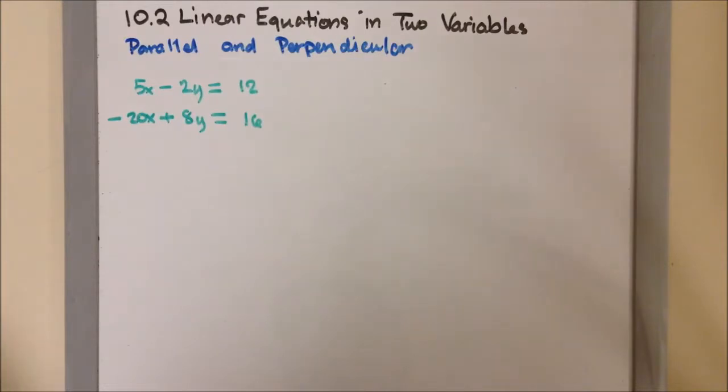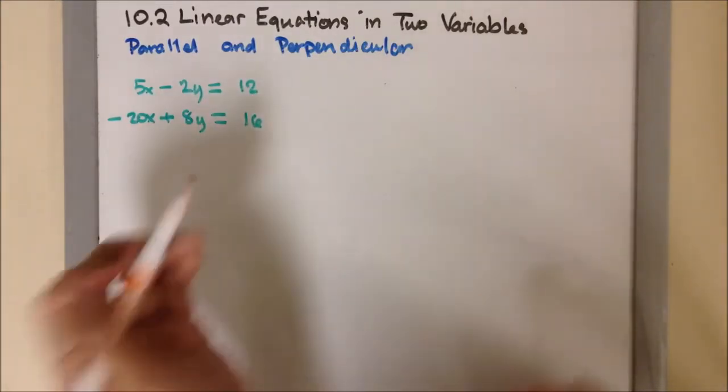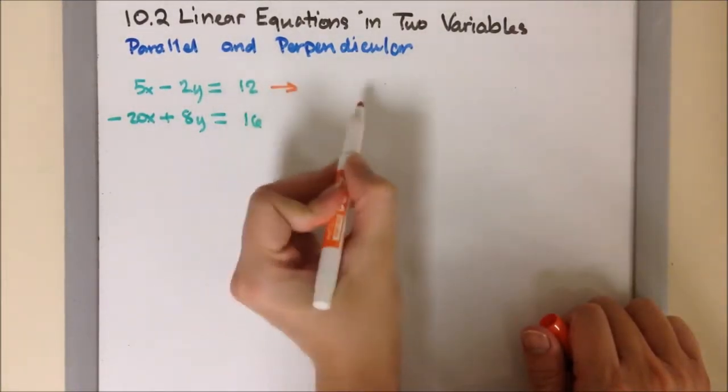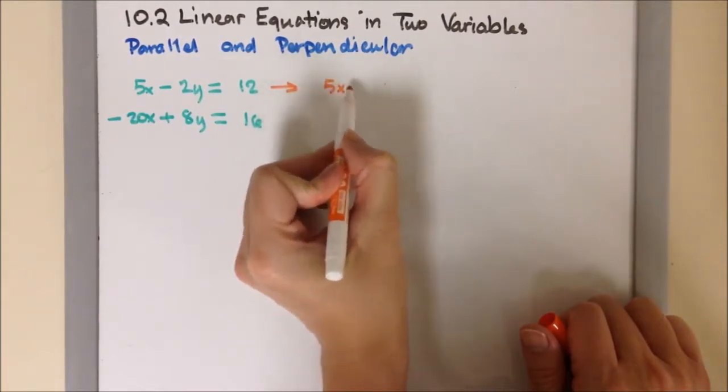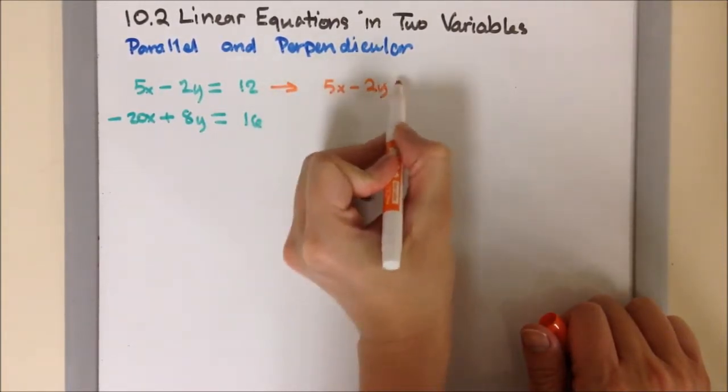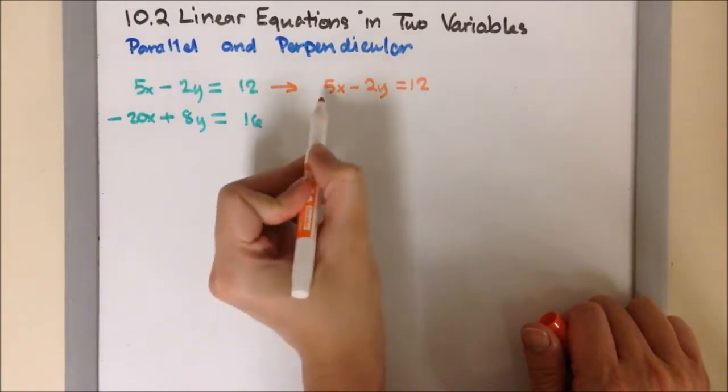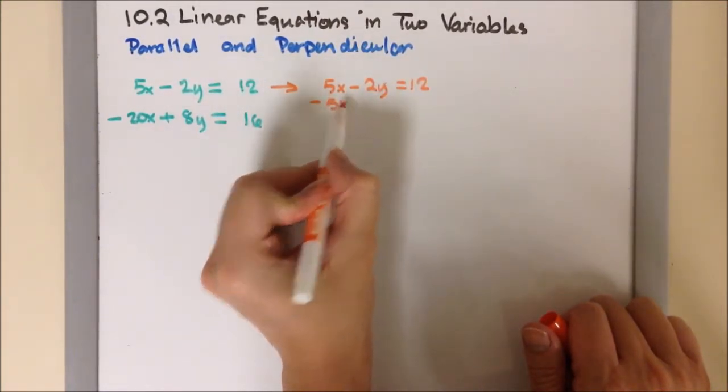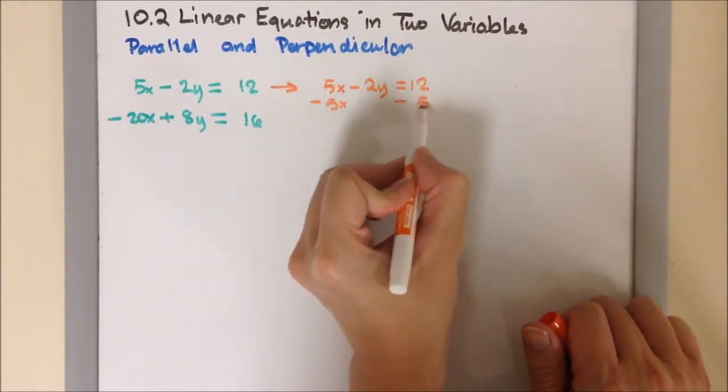Alright, so let's convert the first equation into slope-intercept form. What I'm going to do is subtract 5x, because again, to get slope-intercept form, you just need to get y by itself.